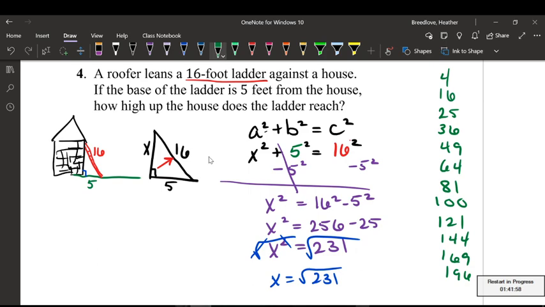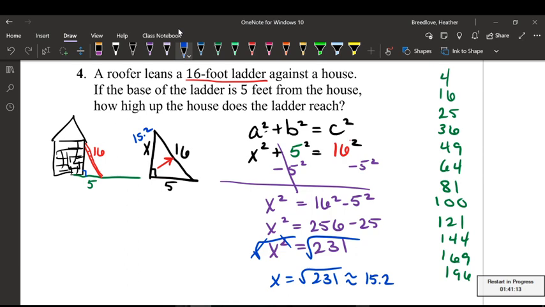So what is the square root of 231? That does make sense. We always like to check our word problems to see if it makes sense. So square root of 231 is roughly 15.2. So then I go back to my problem and I think about this. If I have a 16-foot ladder that's 5 feet away from a house, can it reach 15.2 feet up the wall? That makes sense. It's a little shorter than the ladder.